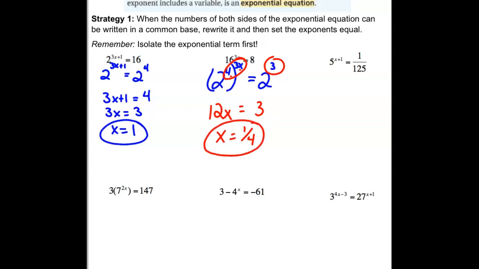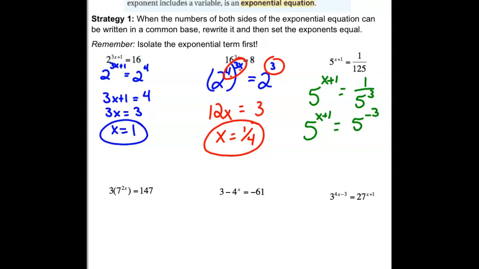For the third example, we have a 5 to a power on the left side, and we can write 125 using a 5. Looking at your power chart, 125 is the same as 5 cubed. So we have 5 to the x plus 1 equals 1 over 5 cubed. Now we still have to move that 5 up to the numerator. And when we flip a fraction over, our power ends up changing to a negative. So 5 to the x plus 1 would have to equal 5 to the negative 3 power. That's what's going to cause it to flip over.